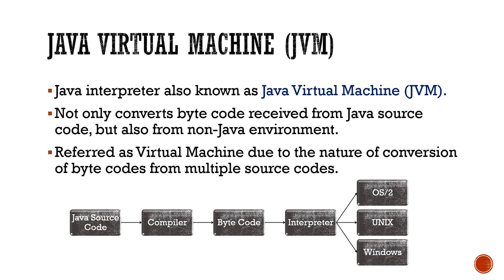It is referred to as a virtual machine due to the nature of conversion of byte codes from multiple source codes. Since it is called a virtual machine, it can handle any nature of conversion. Any type of byte code can be taken from different sources and converted into machine code which can run on any of the platforms. That's the speciality of this JVM.